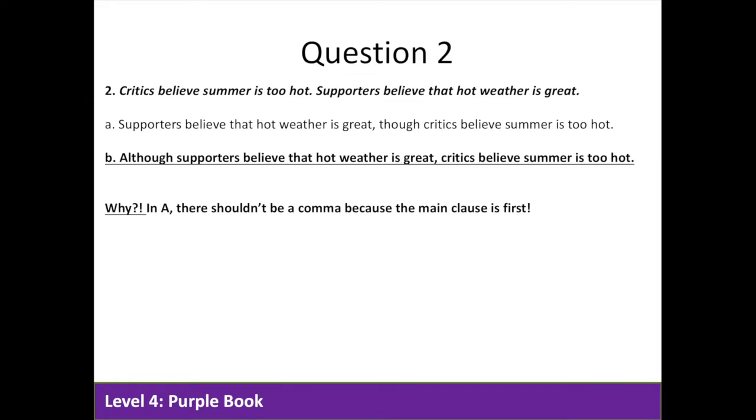Question 2. Critics believe summer is too hot. Supporters believe that hot weather is great. Looking at the two answer choices, in A, there shouldn't be a comma because the main clause is first. And in B, we have the concession first, followed by a comma, and then the independent clause. So B is correct.